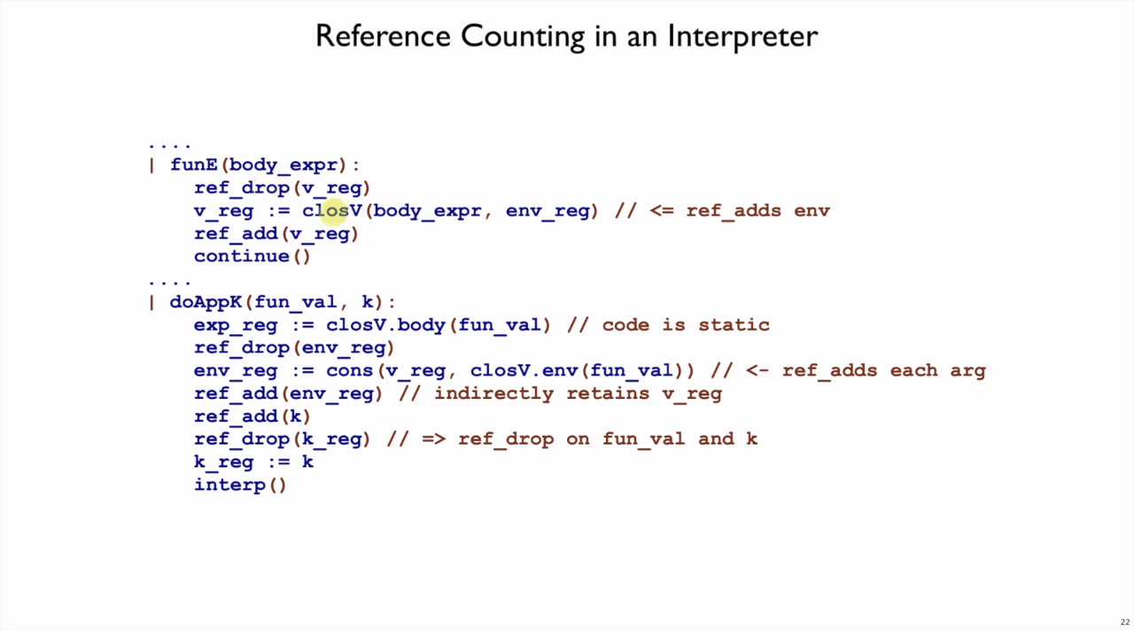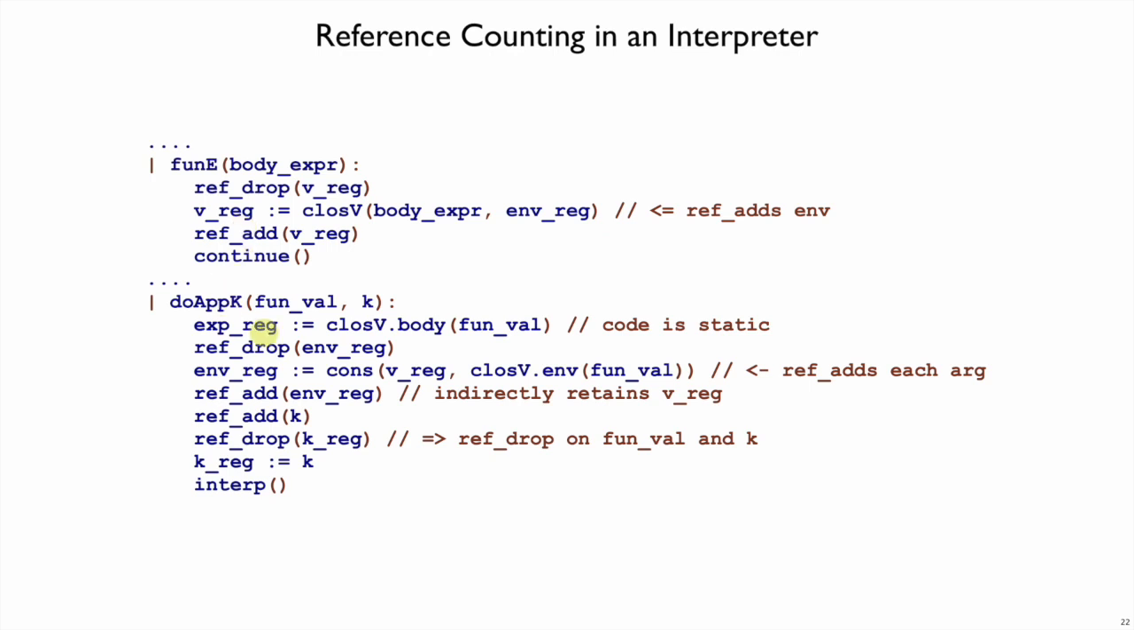Now when we allocate a closure, we assume that it also increases the reference count on the environment in vreg. The body expression here is code, it's in ROM, we don't need to deal with that. But the environment, we are now referring to it an extra time in this closure, so we assume that closure is incrementing the reference count there. Meanwhile, we just allocated this closure record and its reference count starts at 0, so we need to increment it because we want to hold on to it inside of vreg. That's a relatively easy case.